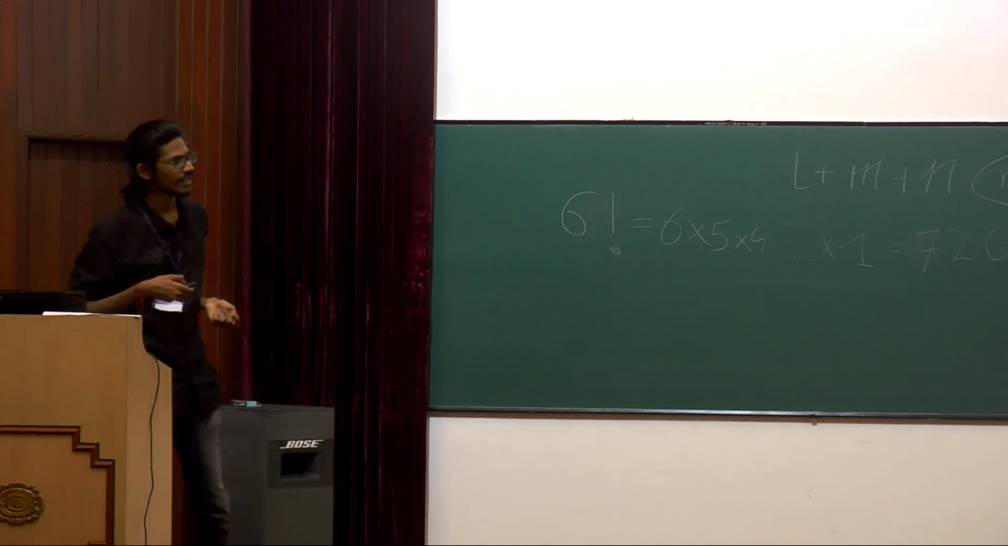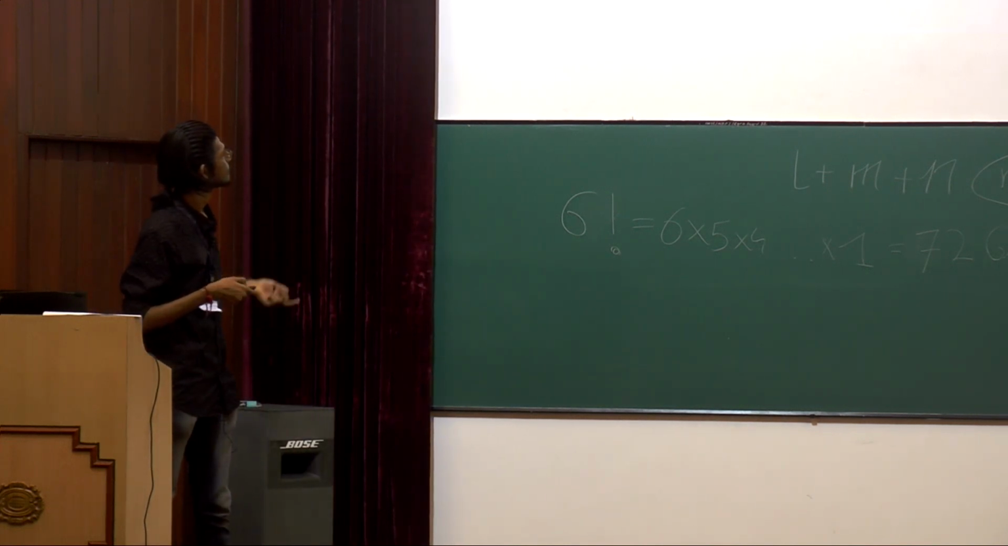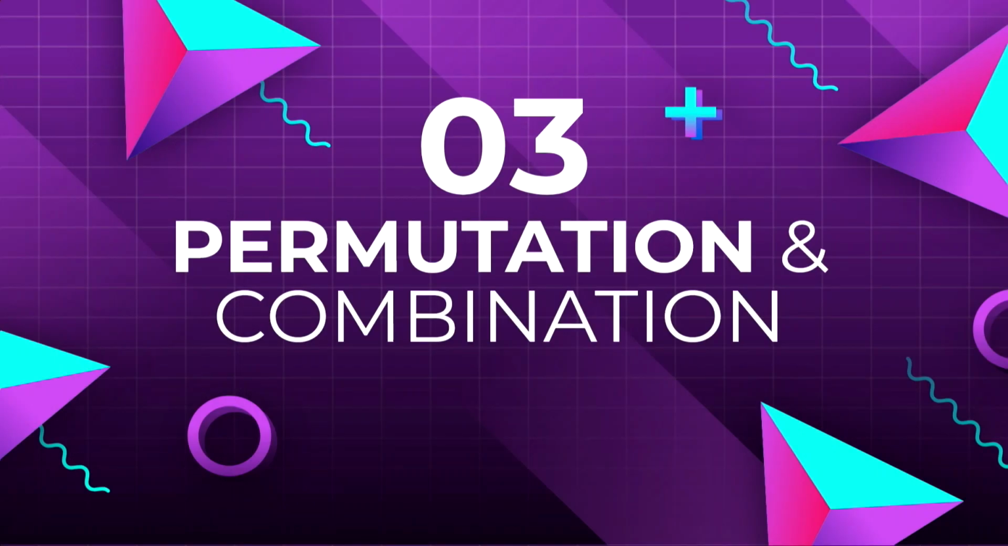Okay, so let's move forward. Now let's jump into what these two giant terms mean. One is permutation and the other is combination. Anyone who knows what the word permutation means? And the combination?